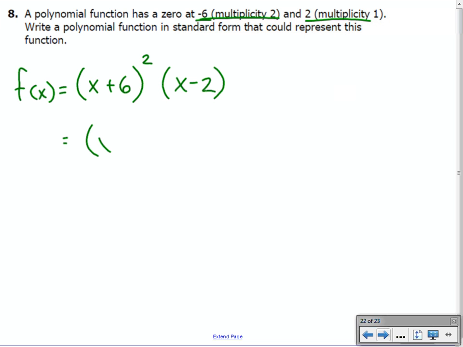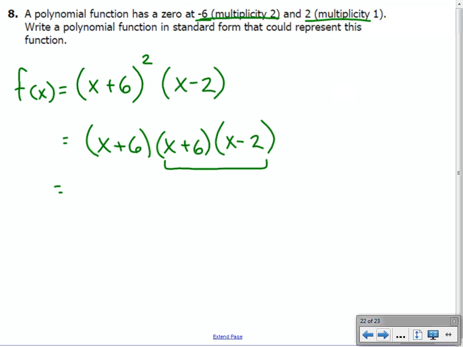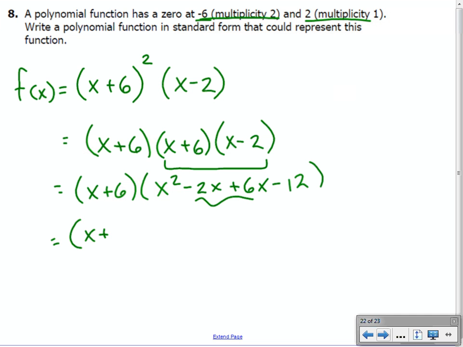So let's write this out. x plus 6 squared means we really have to expand this and write it as x plus 6 times x plus 6, and then x minus 2 at the end. So let's multiply. I'm going to multiply these two together first. So we get x plus 6 times x squared minus 2x plus 6x minus 12. Combine our terms here. So now we have x plus 6 times x squared plus 4x minus 12.